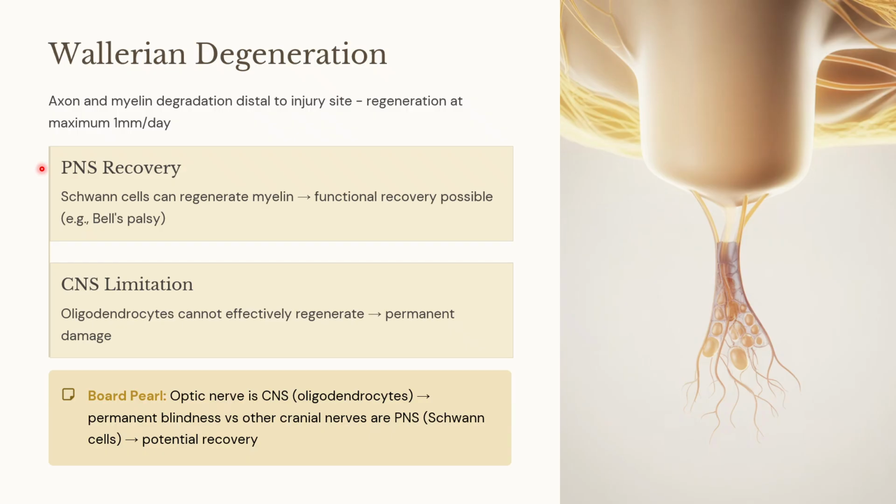thereby resulting in permanent damage in the CNS. So even though Wallerian degeneration means degeneration of the axon and the myelin distal to the injury, the regeneration which happens by myelin growth happens only in the peripheral nervous system and not in the central nervous system. This is because of the differences between Schwann cells and oligodendrocytes. That is the reason the optic nerve in the CNS, which is regenerated by oligodendrocytes, doesn't get regenerated, and therefore optic nerve damage results in permanent blindness. While the other cranial nerves, which are a part of the peripheral nervous system, and the Schwann cells will regenerate the myelin with potential recovery.